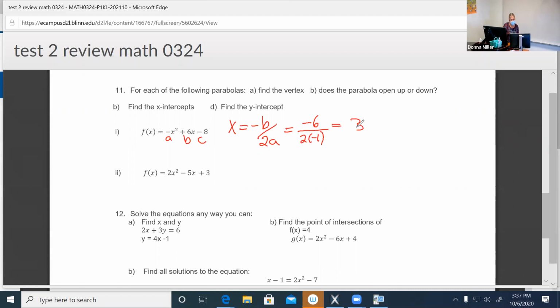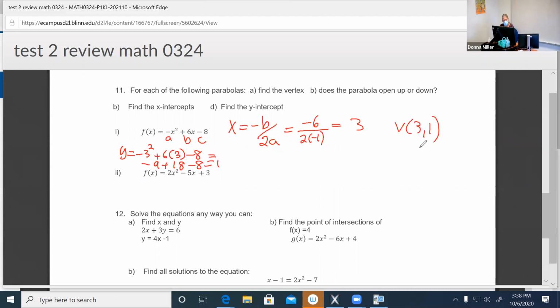How do I get the y coordinate? You plug it back in. So y would be negative 3 squared plus 6 times 3 minus 8. I could use a calculator for this if you wanted to. What do I get? 9. I'm going to get 1. Okay. So the vertex is 3, 1, right?